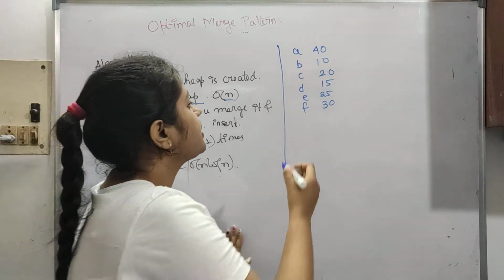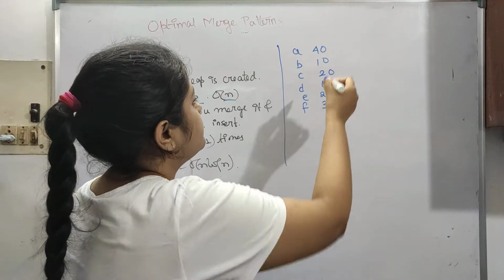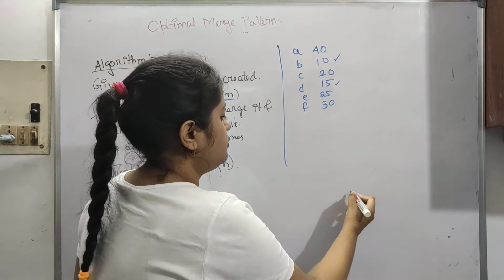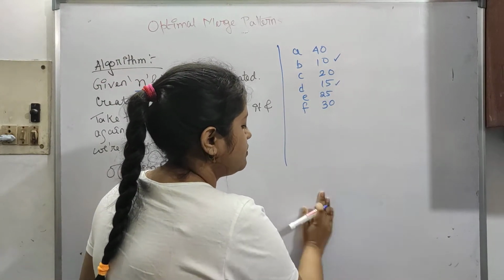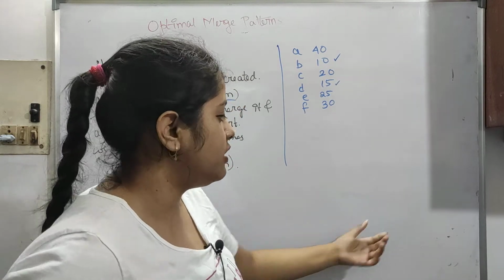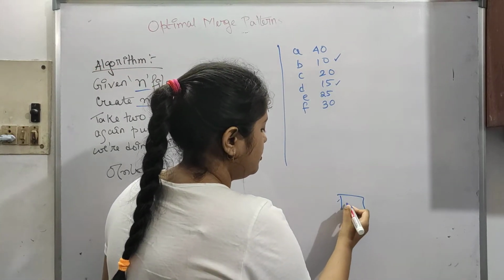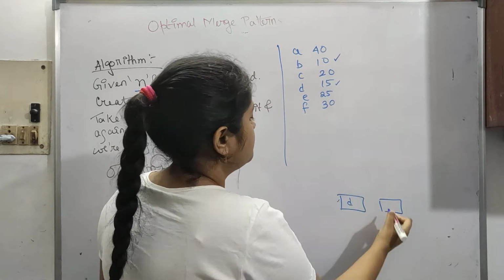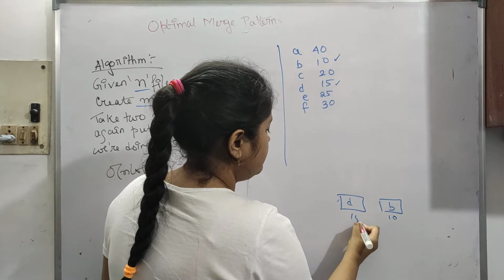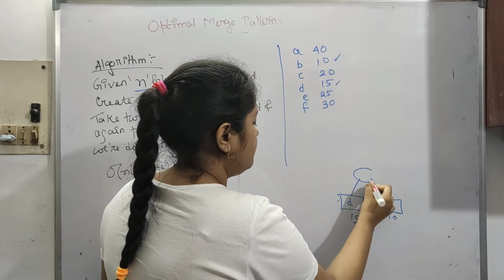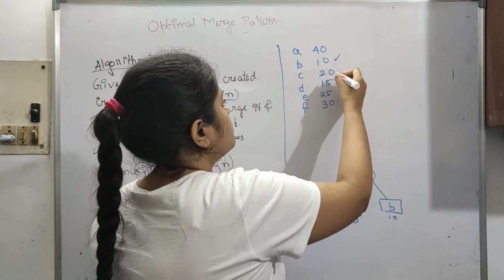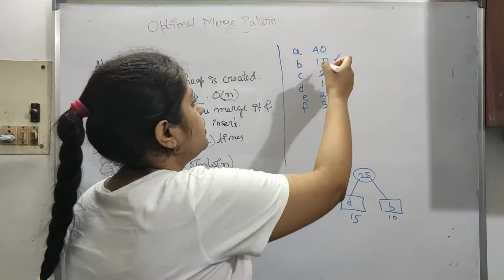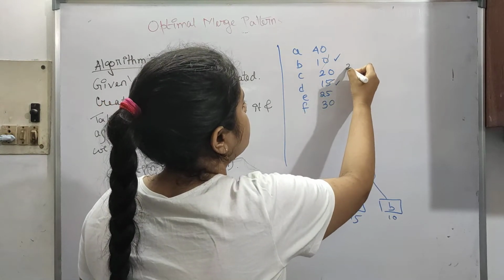Here the minimum element is 10 and then it is 15. You can put 10 and 15 in any way. It is not that 10 has to be left and 15 has to be right, it can be put anywhere. So let's say 15 is placed here, D, and 10 is B. 10 and 15 will give you 25. These two are done, let's say, in another color. So it is now 25.